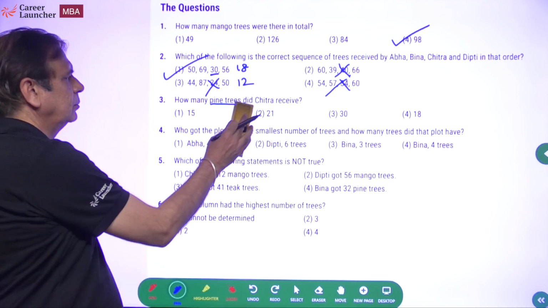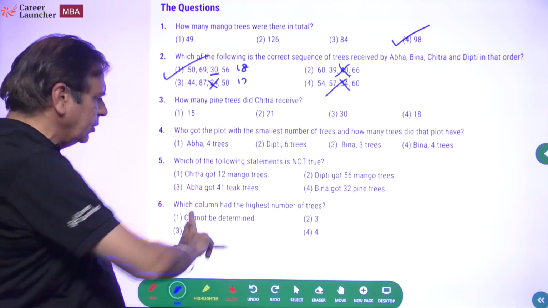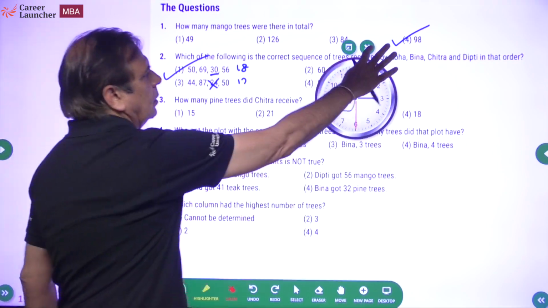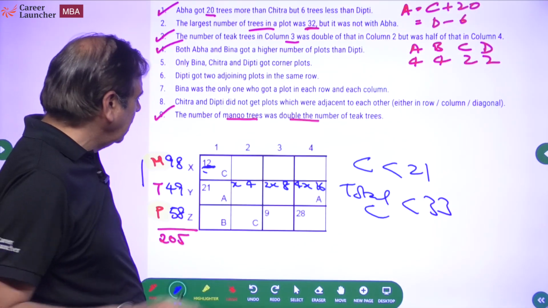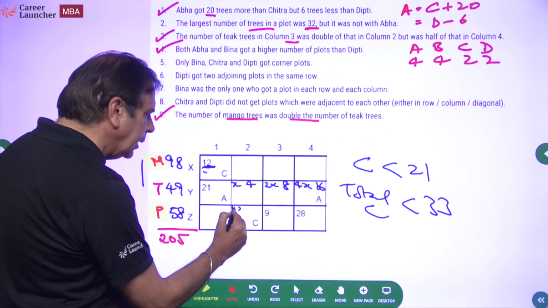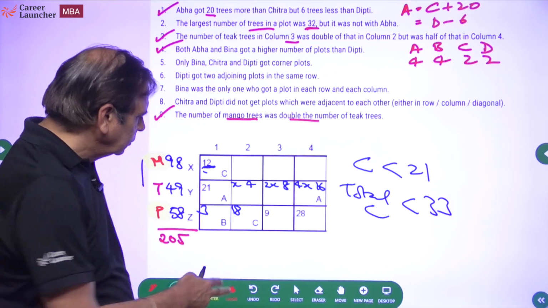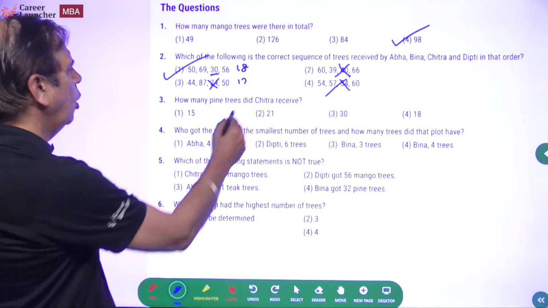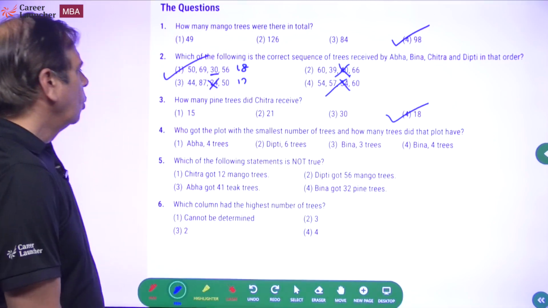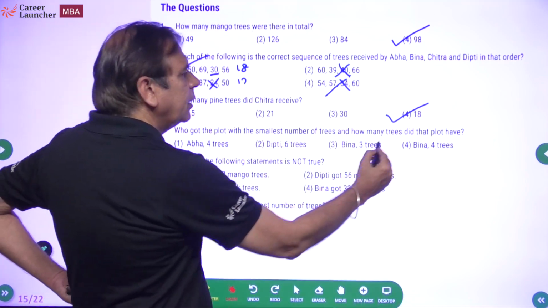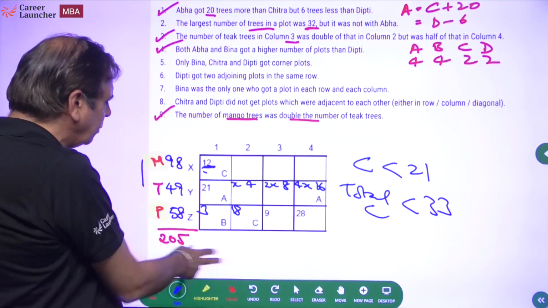2 questions solved. Okay. So if Chitra has got a total of 30 trees, what does that mean? That means 12 trees out here, this has to be 18. If this is 18, this will be 3. Perfect. Go to the question again. How many pine trees did Chitra receive? She received 18 pine trees. Who got the plot with the smallest number of trees, and how many trees did that plot have? Beena, 3 pine trees.